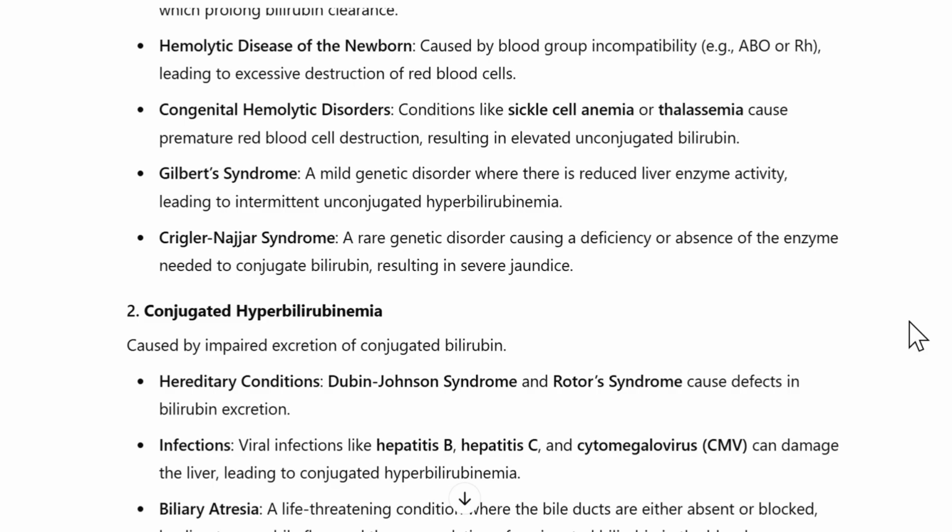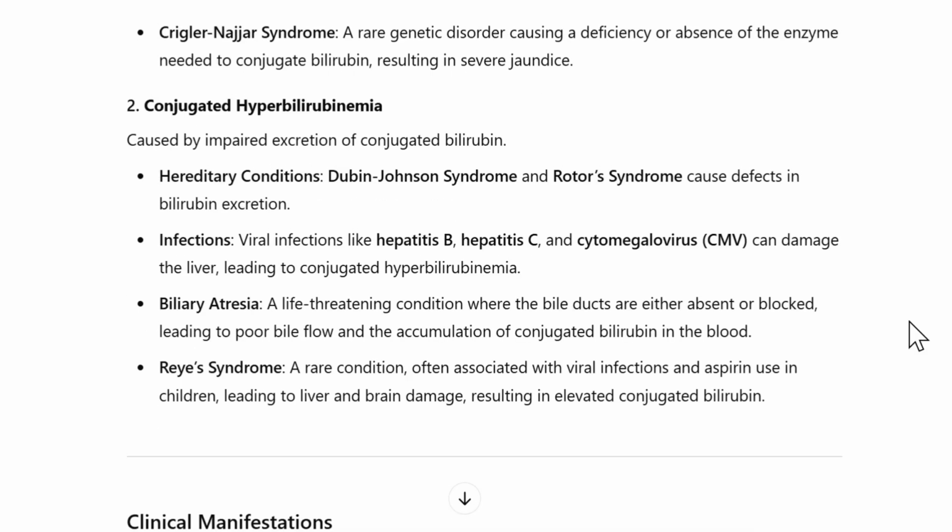Crigler-Najjar syndrome, a rare genetic disorder causing a deficiency or absence of the enzyme needed to conjugate bilirubin, resulting in severe jaundice. 2. Conjugated hyperbilirubinemia, caused by impaired excretion of conjugated bilirubin. Hereditary conditions. Dubin-Johnson syndrome and Rotor syndrome cause defects in bilirubin excretion.